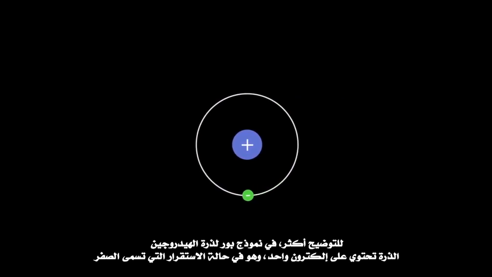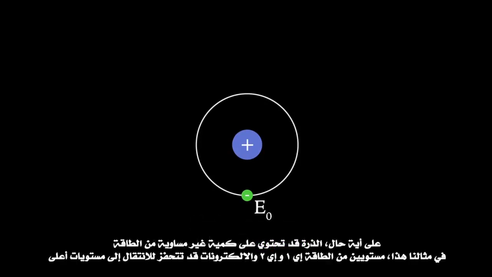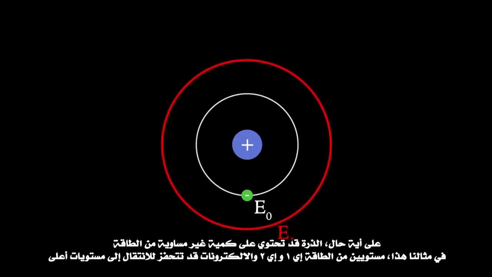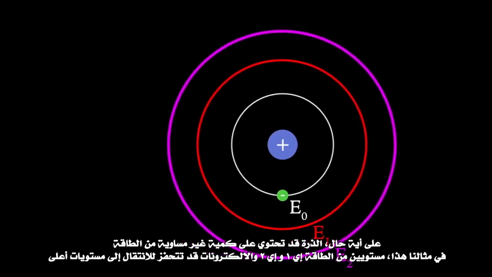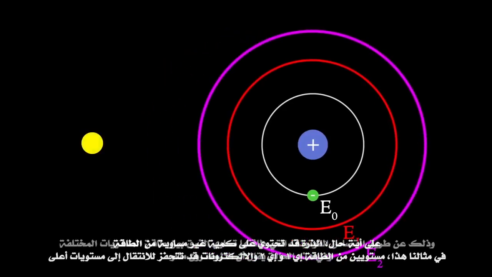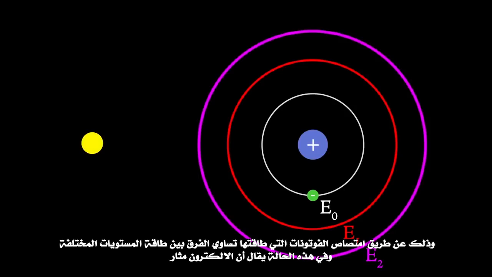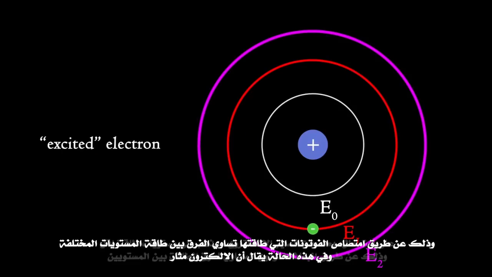For a better understanding, the Bohr model of the hydrogen atom will be used. The hydrogen atom has only one electron. The atom and the electron are on the ground state, namely E0. However, an electron may have other discrete values of energy. For this example, two energy levels will suffice, E1 and E2. An electron can be excited to a higher energy level by absorbing a photon whose energy is equal to the energy difference between the levels. The electron is said to be excited.